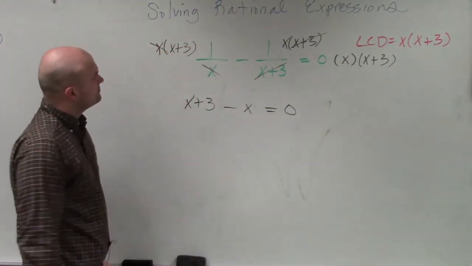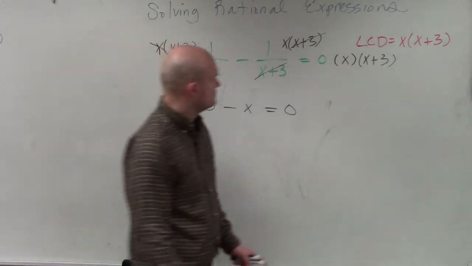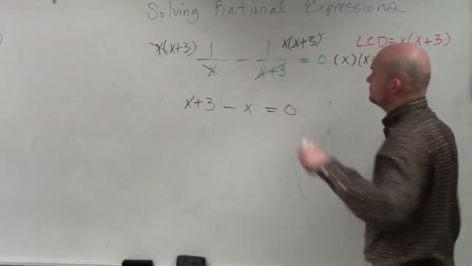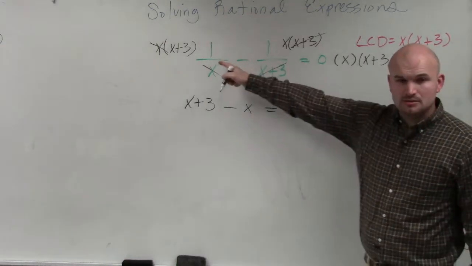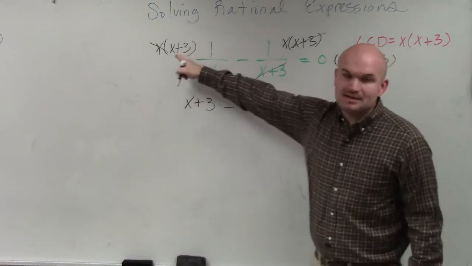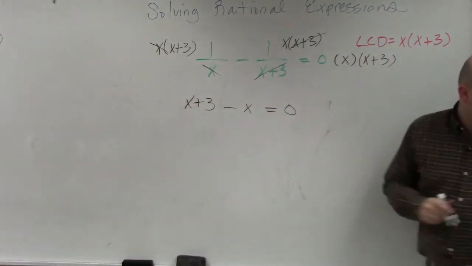What happens to the numerator? What happens to the 1? You multiply them by the numerator of the fraction. What happens to them? It's just 1 times x plus 3 is x plus 3. 1 times x is just x.